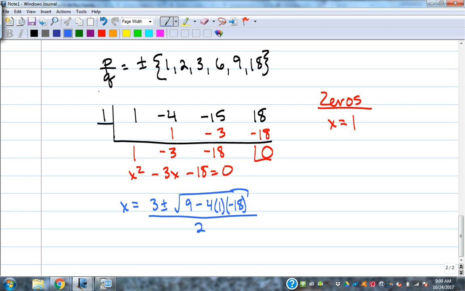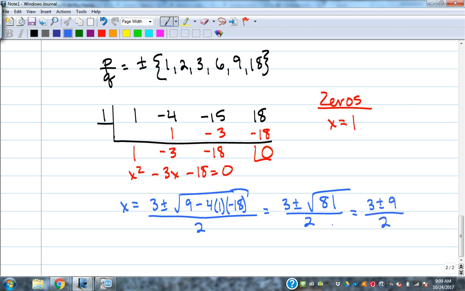So simplify that. 3 plus or minus the square root of 4 times 18 would be 72. 72 plus 9 would be 81. What's the square root of 81? 9.